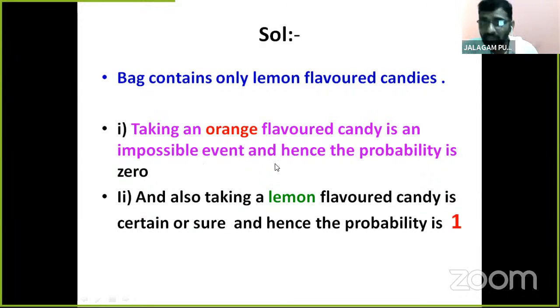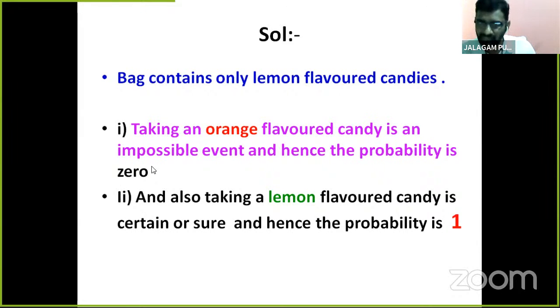Okay, recall: what is the impossible event probability? 0. It's not possible. Taking an orange flavored candy is impossible. Why? Because the bag contains only lemon flavored candies. That's why it is not possible.